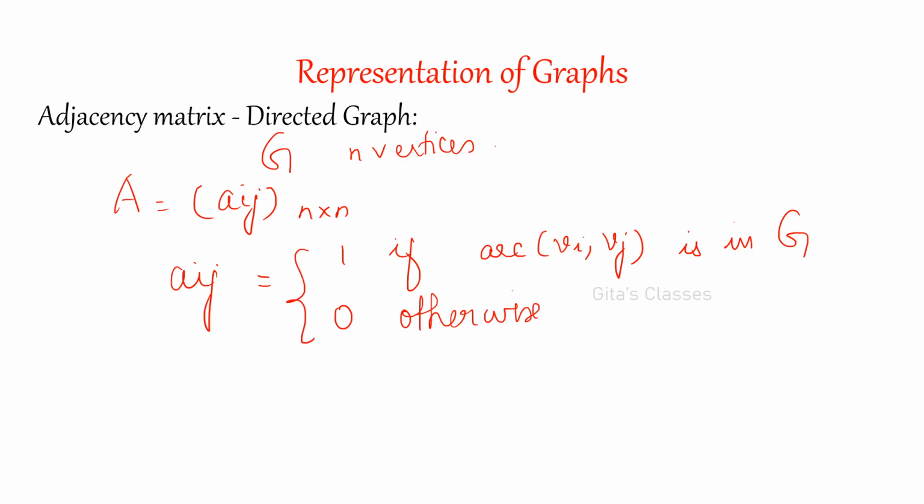So what is the difference between the previous one and this one? Suppose you have A and B in an undirected graph, then for A to B you will write 1 and for B to A also it is 1. But for a directed graph, for A to B you will write 1, and for B to A there is no edge, so it is 0. And in an undirected graph it will be a symmetric matrix because Aij is equal to Aji. Here it is not that case.